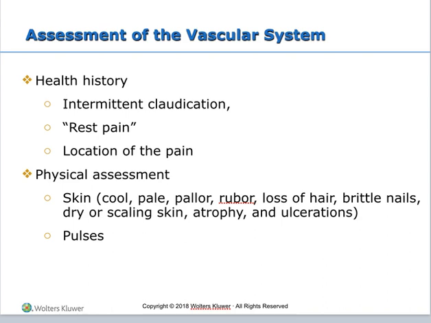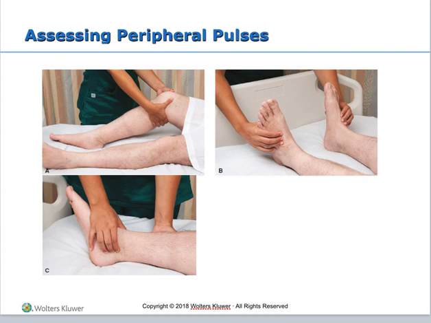Assessment of the vascular system. This should be pretty much a review from term 4. I think you learn quite a bit about peripheral vascular disease in term 4, so I'm not going to go real in depth of that. Review how to assess those pulses.